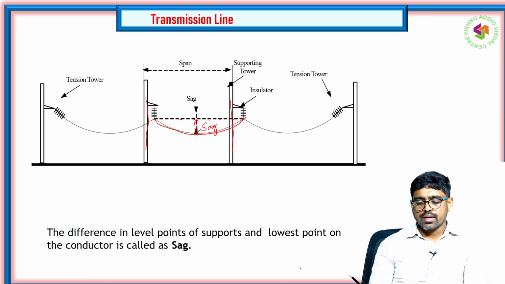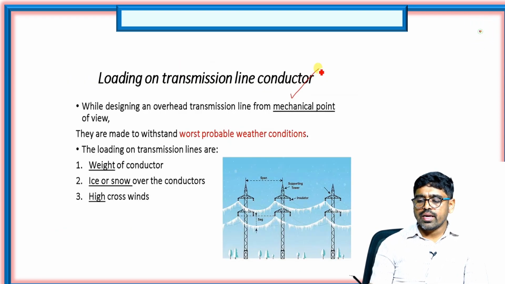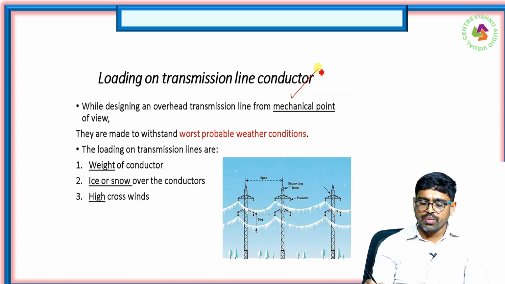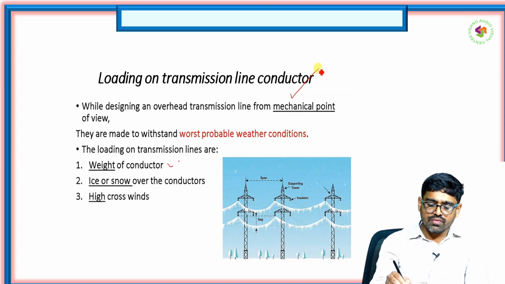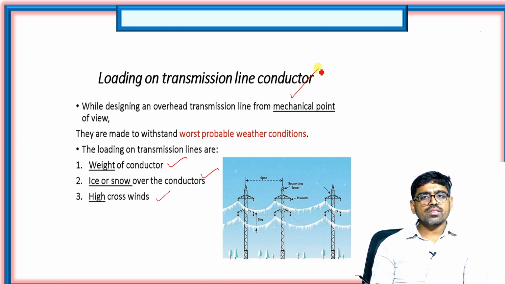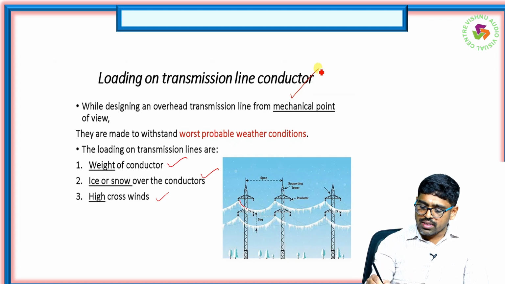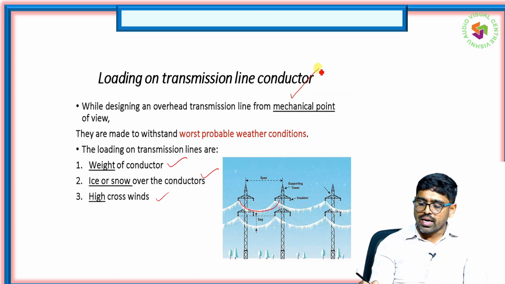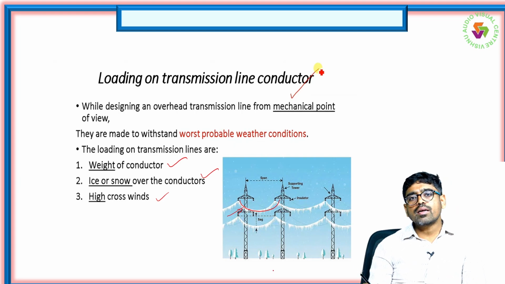And now loading on the transmission line. While designing an overhead transmission line, from the mechanical point of view, it is made to withstand the worst probable weather conditions, that is, loading on the transmission line. The transmission line may be loaded by the weight of the conductor, ice loading and cross winds. So we have 3 different loadings on this particular conductor. In this picture, the conductor has ice loading and also conductor weight, and there is a wind pressure. These 3 loadings will be there on a transmission line.